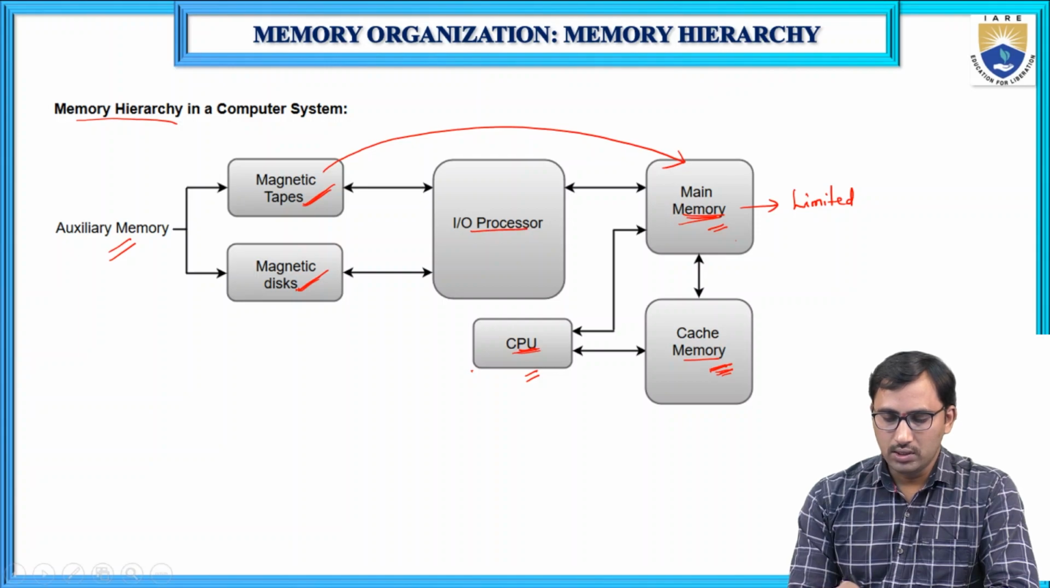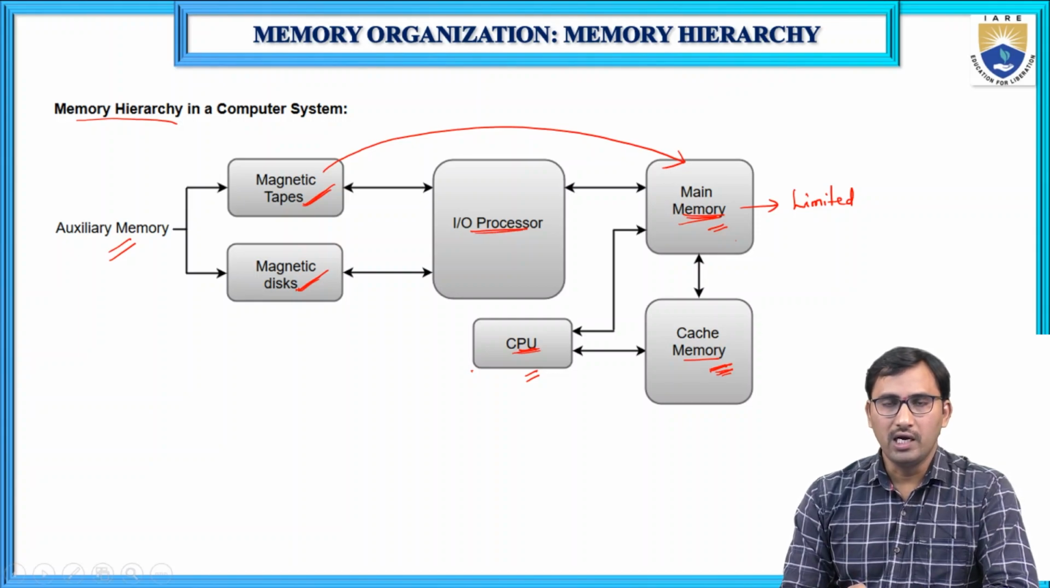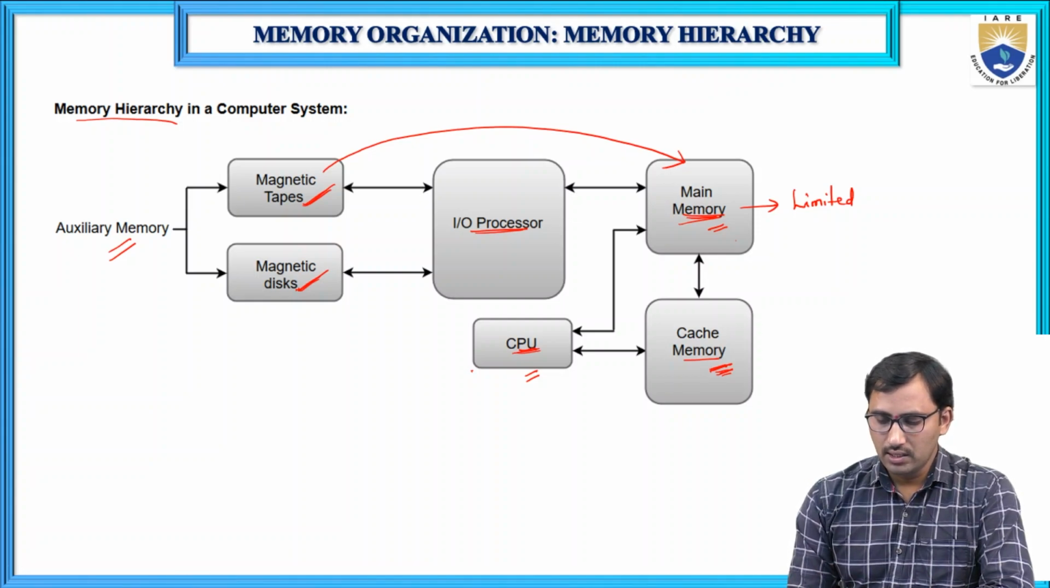So these auxiliary memories are accessed by the CPU through the IO processor, because the IO processor performs various operations related to the input or output devices, whereas the processor available in the central processing unit is a general purpose processor. So it performs all the general purpose arithmetic and logical shift operations.